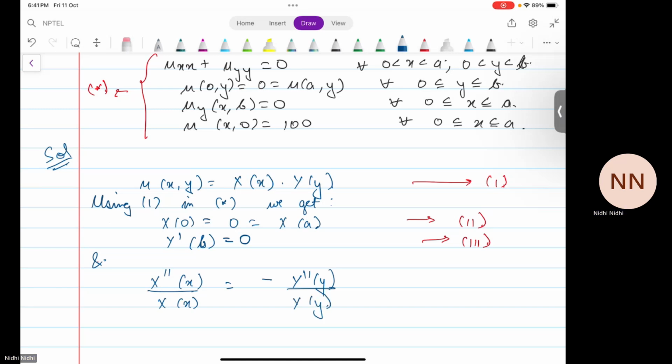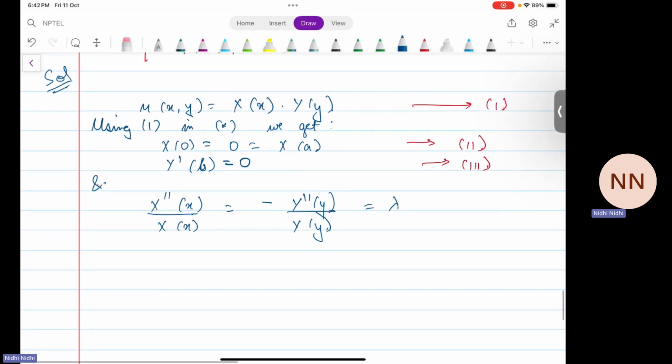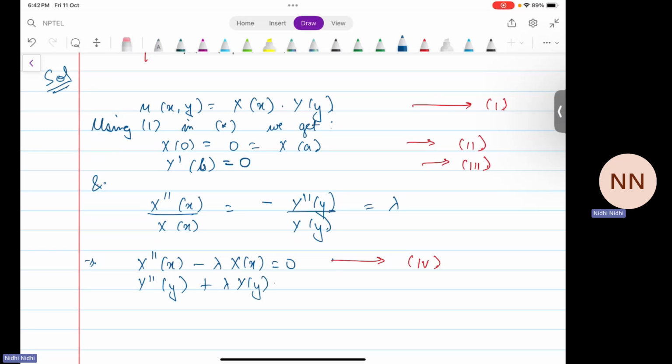Now, since on one side of the equation we have a function in x, while on the other we have a function completely depending only on y, since these both are equal, they must be equal to some constant lambda. So this gives us two second order homogeneous differential equations with constant coefficients: X double dash minus lambda X equals 0, which I'll mark as equation 4th, and Y double dash plus lambda Y equals 0.